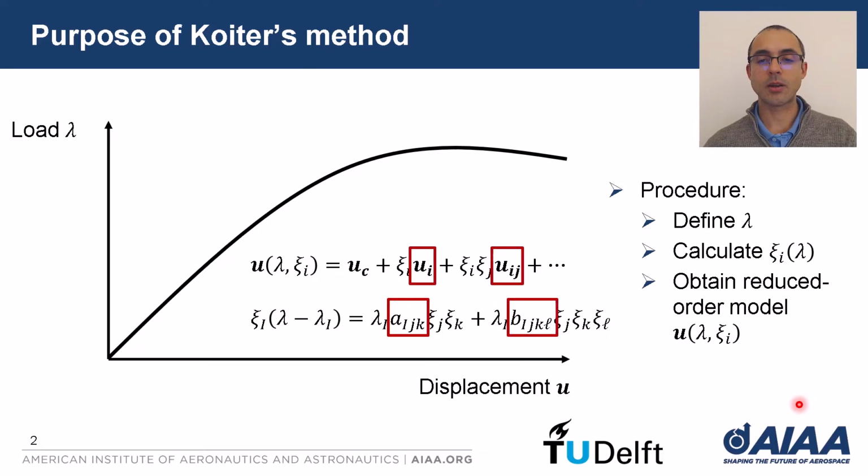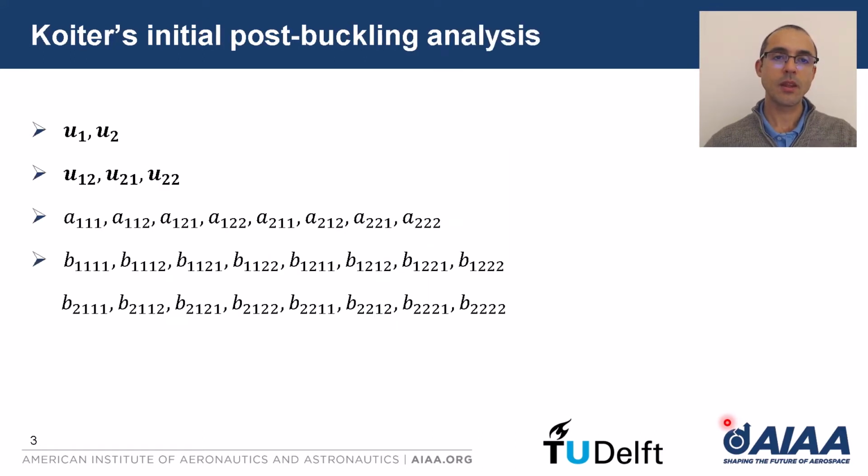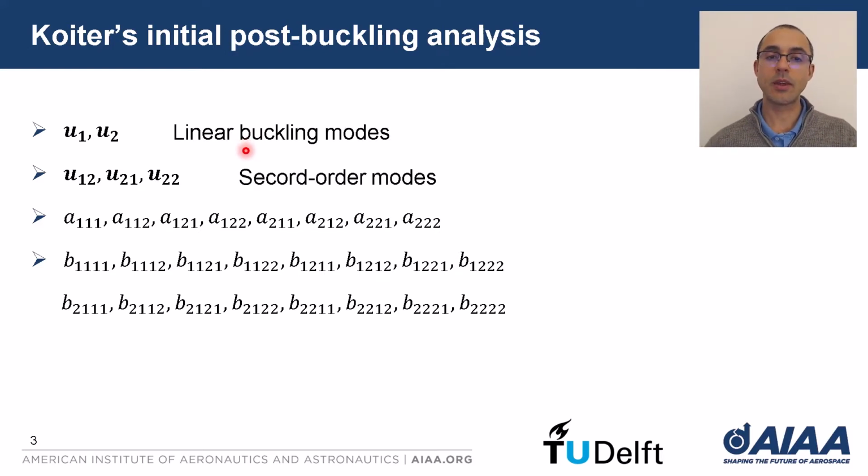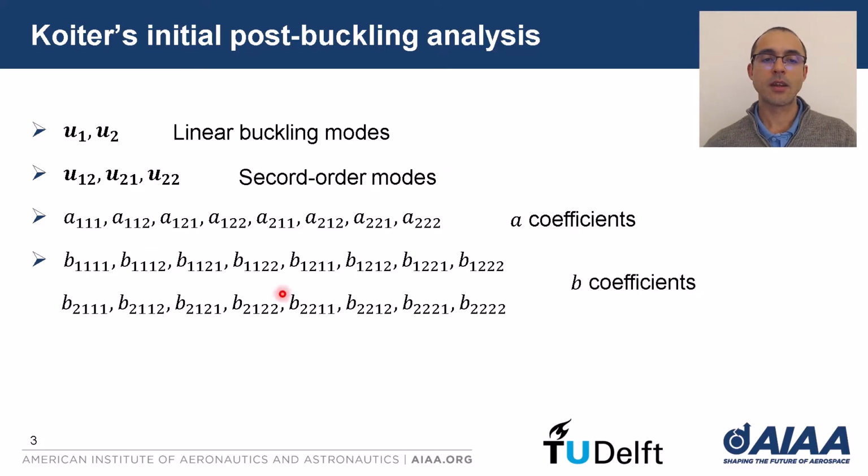Now let's look into more detail on how can we calculate the first and second order modes and also the A and B factors. In the case of a multimodal analysis using only two modes, we will have two linear buckling modes. Then we'll have three second order modes. We'll have, in the more general case, 8 A factors or A coefficients, and also in the more general case, we'll have 16 B coefficients.